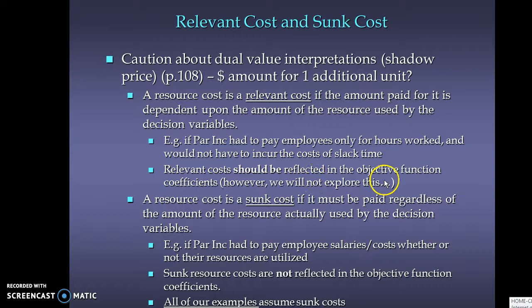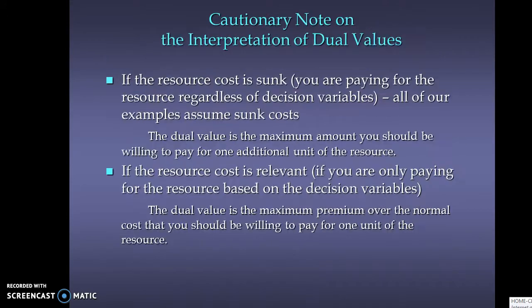We're not going to treat it this way. The simpler and easier way for us at our level of learning is to treat them as a sunk cost, as if we had to pay for these costs regardless of how much those resources would actually be used. Again, we don't reflect those sunk resource costs in the objective function coefficients. We just take those objective function coefficients, say the 9 and the 10, that is $9 of profit or $10 of profit, at face value, if you will. So we're assuming sunk costs in every case.